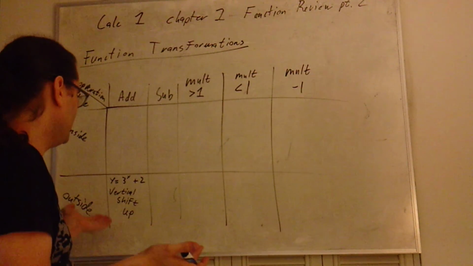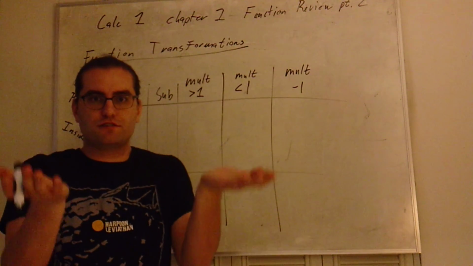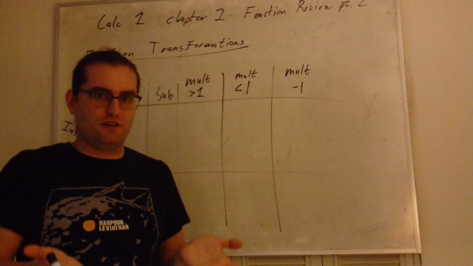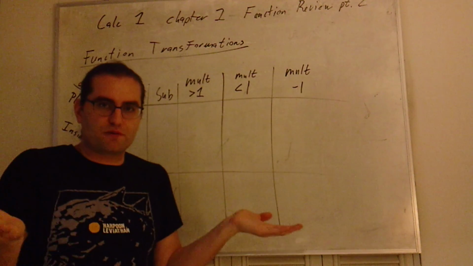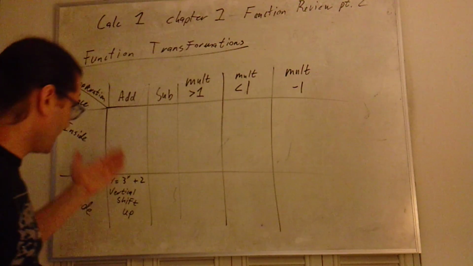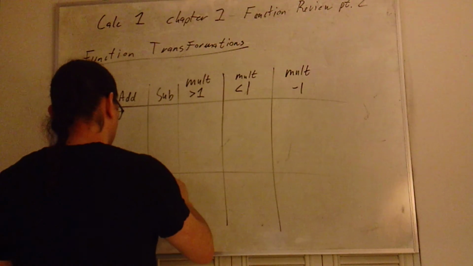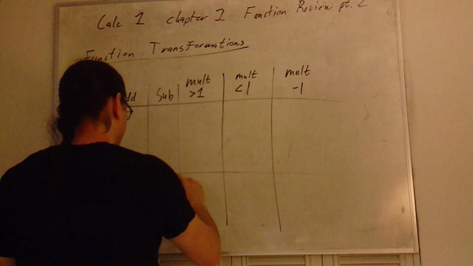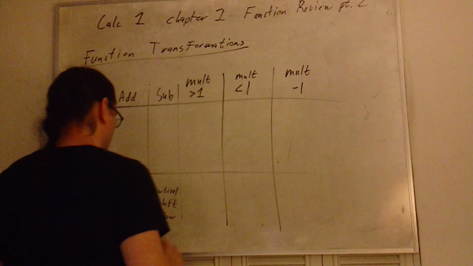And if you just add 2 outside of the function, you're going to take that exponential function and you're just going to move it up 2. The asymptote goes from y equals 0 to y equals 2. The intercept goes from 1 to 3. And we have a vertical shift up. If you subtract, you get a shift down. That works in the same way.